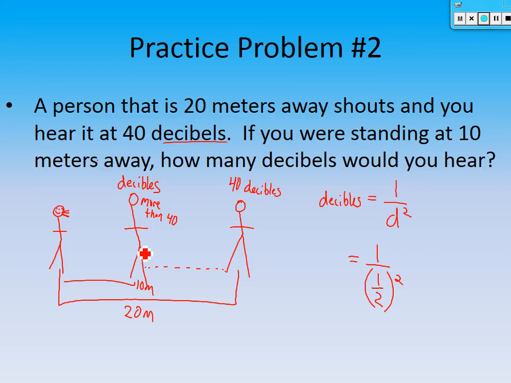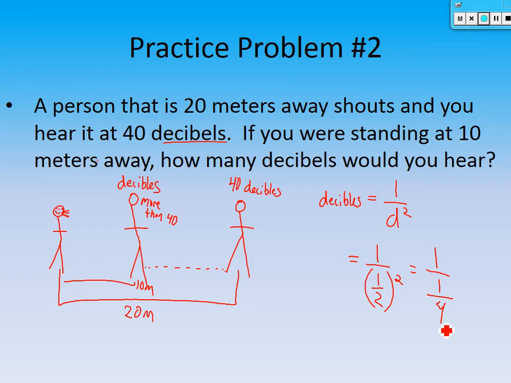So proportionally, he's 1/2 the distance as the other guy. Does that make sense? Okay, now let's solve the mathematics of it. What does that equal? Well, 1 over 1/2 squared is, what's 1 squared? 1. What's 2 squared? 4. What's 1 over 1/4?